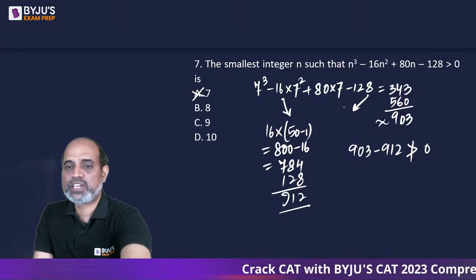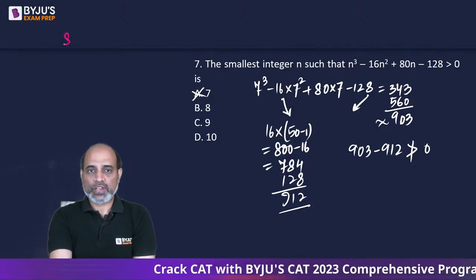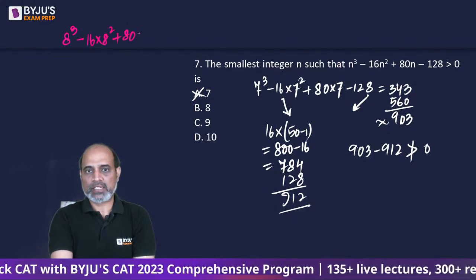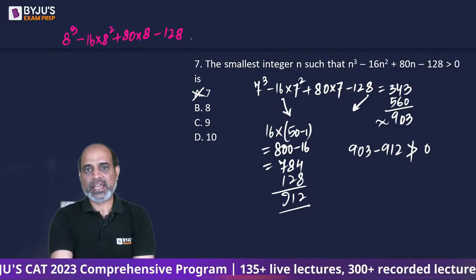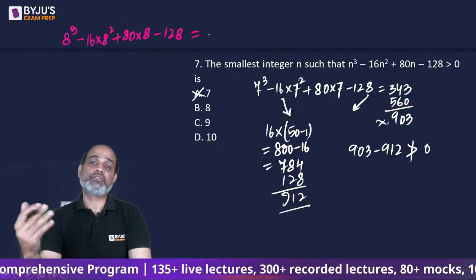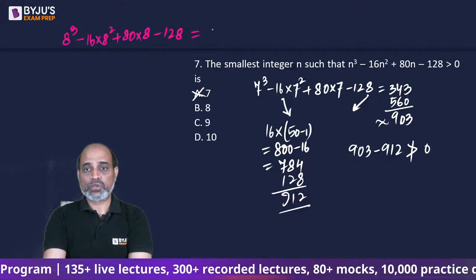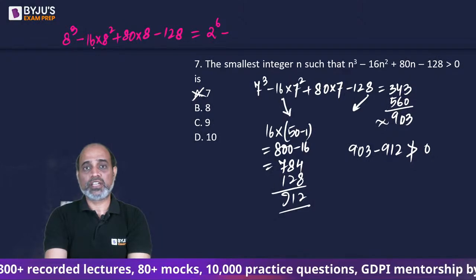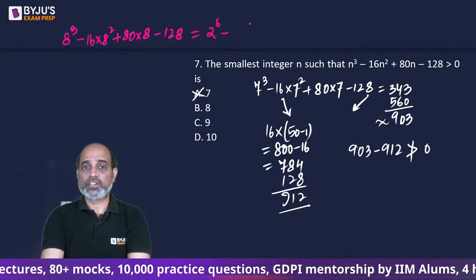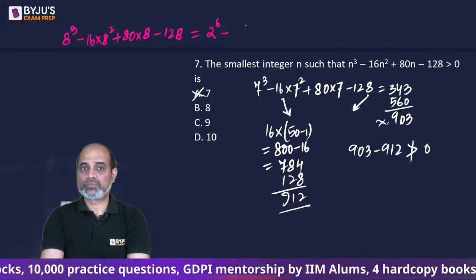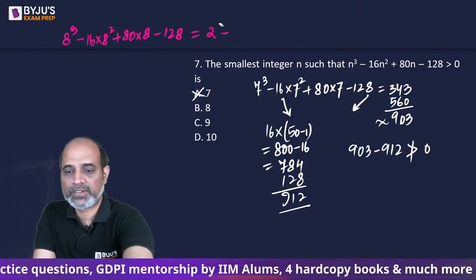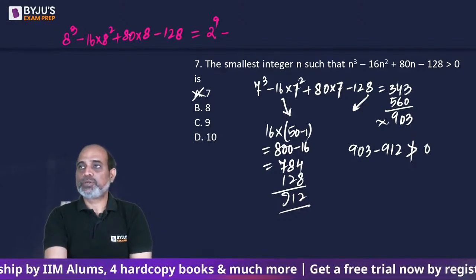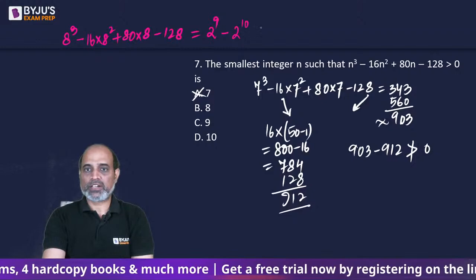Once that part is done, check out 8. So we will have 8 cube minus 16 into 8 square plus 80 into 8 minus 128. Now from this you can see that we have tons of 2's here. So 8 cube is actually 2 to the power 9, and 16 is 2 to the power 4 into 8 square, which is 2 to the power 6. So this is going to be 2 to the power 4 into 2 to the power 6, so this is going to be 2 to the power 10.